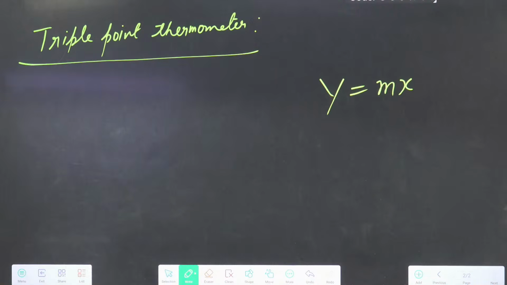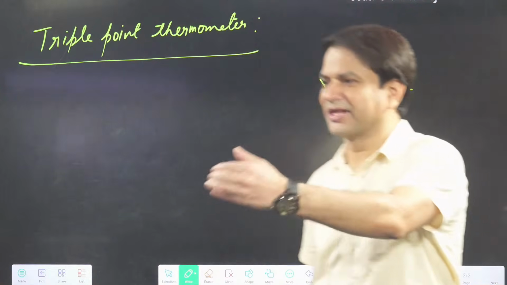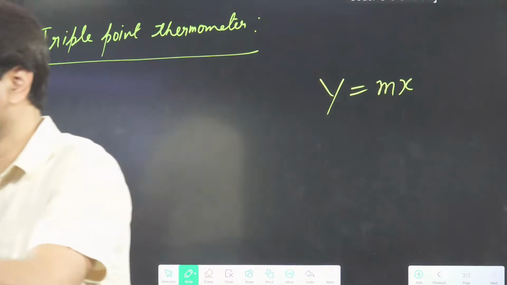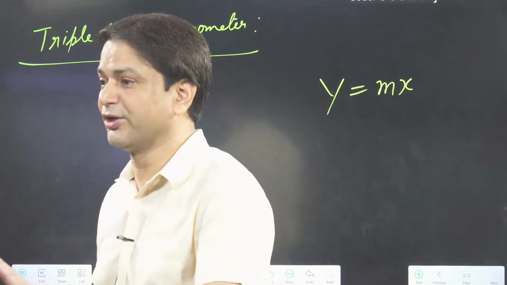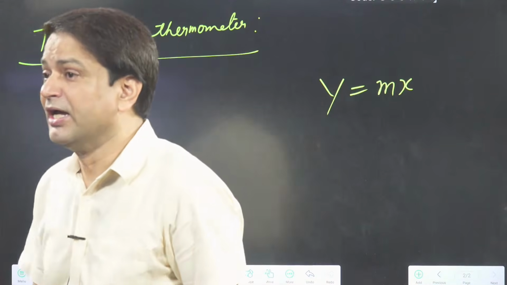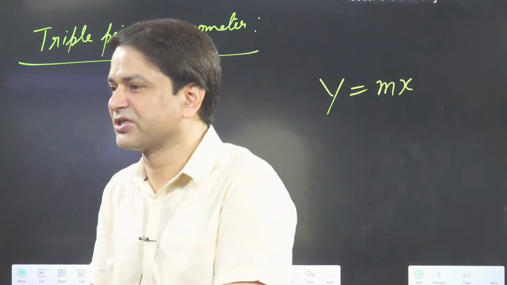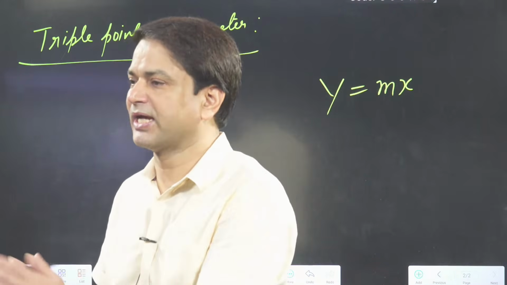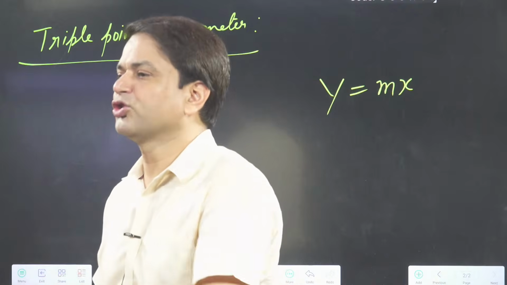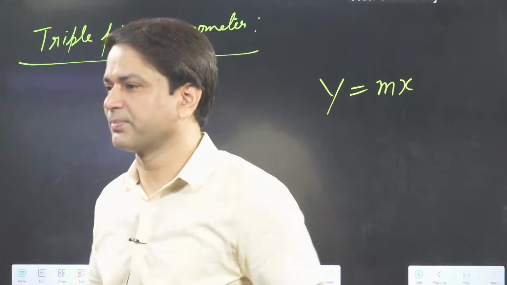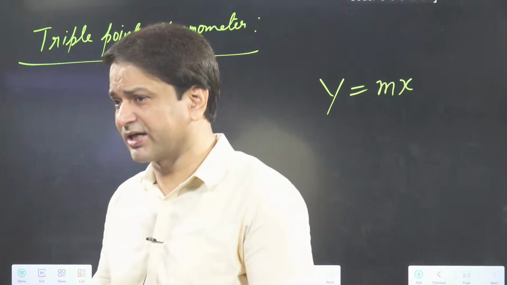If I give the relation y is equal to mx, this is the basic mathematics part where students make mistakes. What is the meaning of proportionality, directly proportional? Somebody said pressure is directly proportional to boiling point, that's why I'm explaining. If y is equal to mx, and m is a positive constant, can I say y is directly proportional to x?